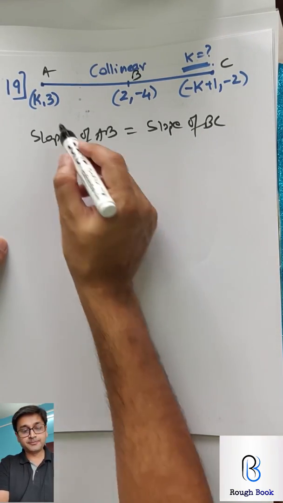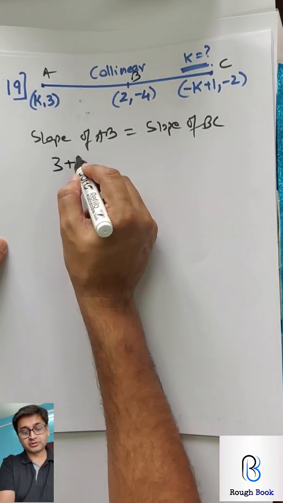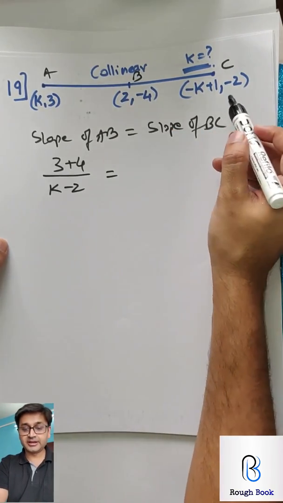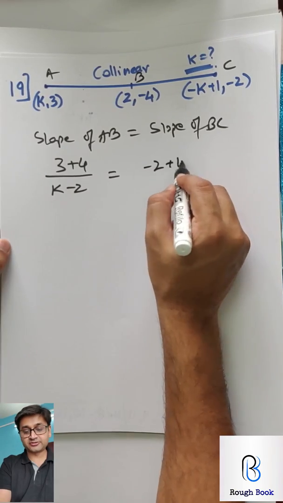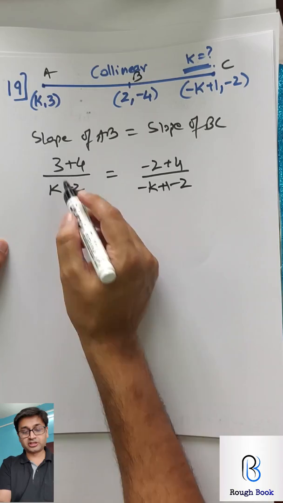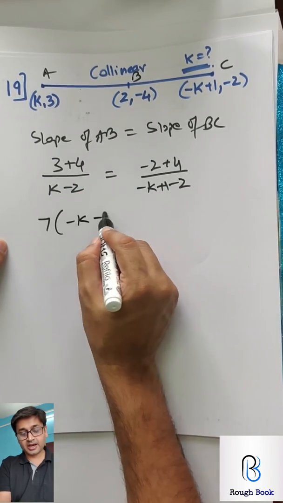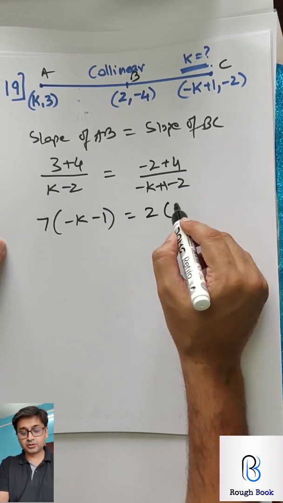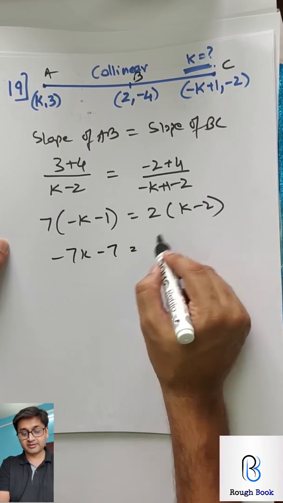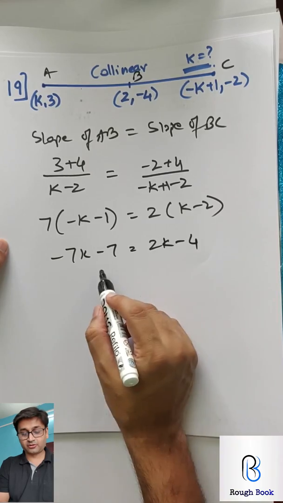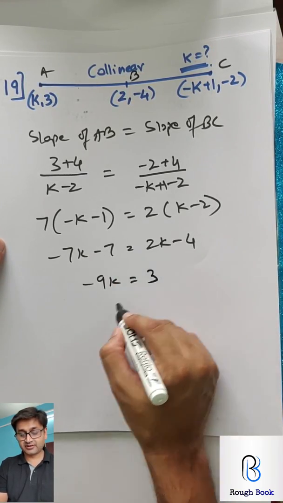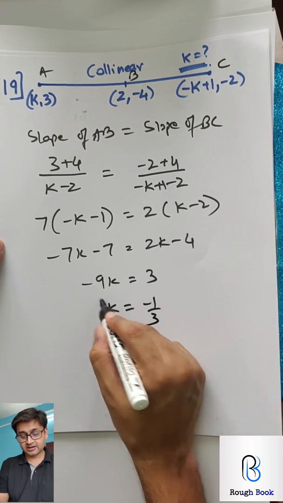So slope of AB, that is y2 minus y1, so 3 plus 4 upon k minus 2. And on this side, it will be minus 2 plus 4 upon minus k plus 1 minus 2. So cross multiply 7 times minus k minus 1 and 2 times k minus 2. So minus 7k minus 7, 2k minus 4. So 2 comes here, minus 9k. Minus 7, so plus 7 I get 3. So I get k as negative 1 by 3.